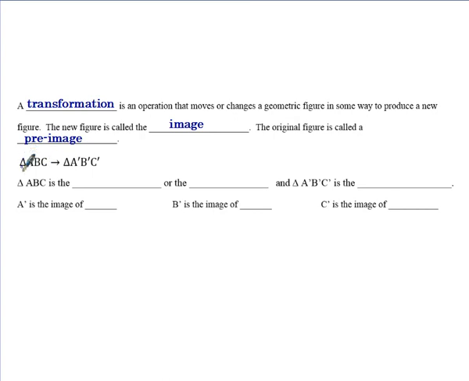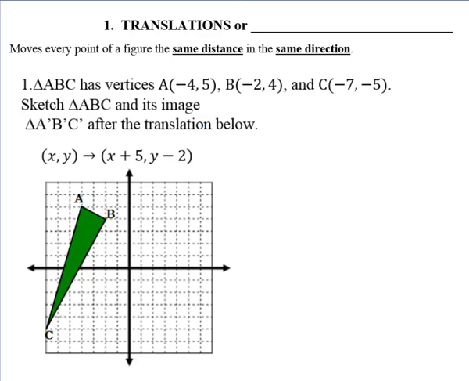This is showing us triangle ABC transforming to triangle A prime, B prime, C prime. In this example, triangle ABC is the pre-image, sometimes referred to as the original. Then we perform some sort of transformation, and it becomes the image. So A prime is the image of A, B prime is the image of B, and C prime is the image of C. We're going to go through a series of different transformations.